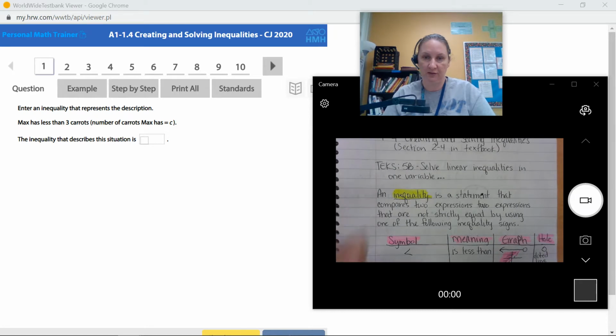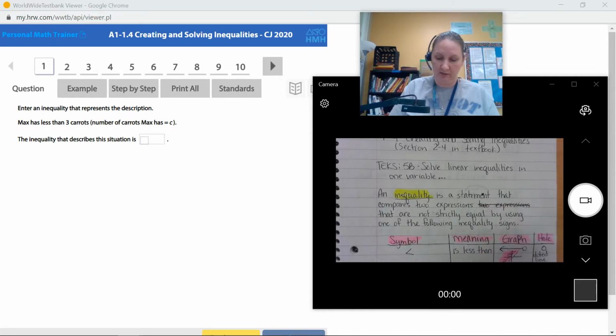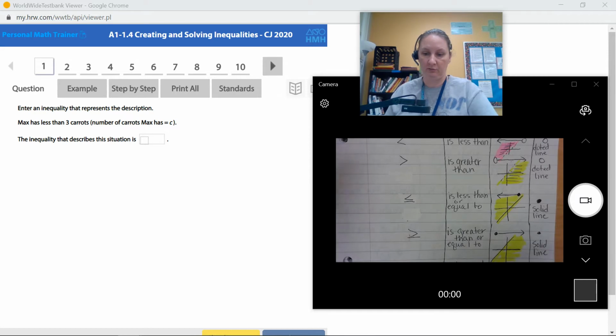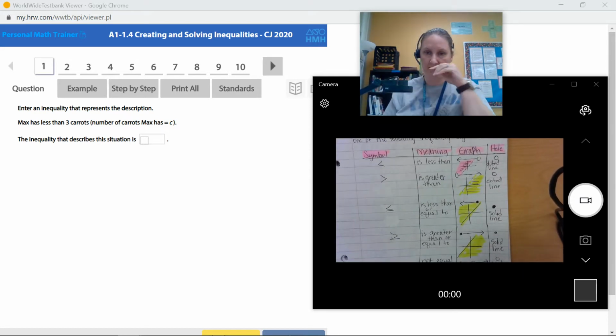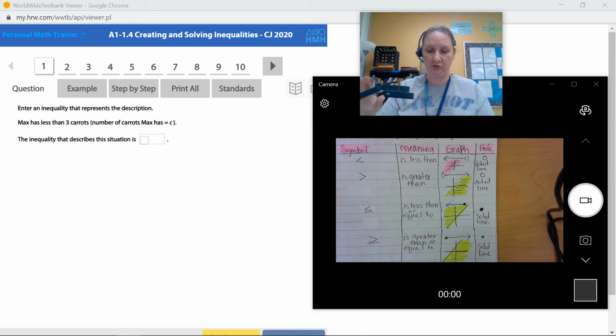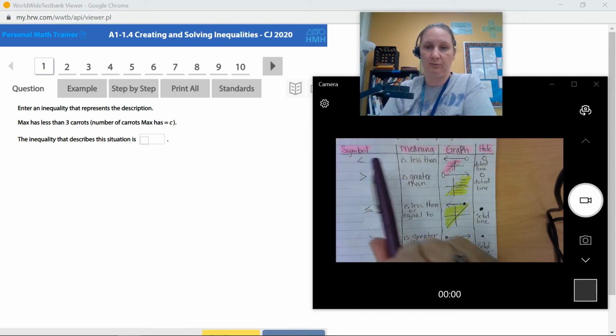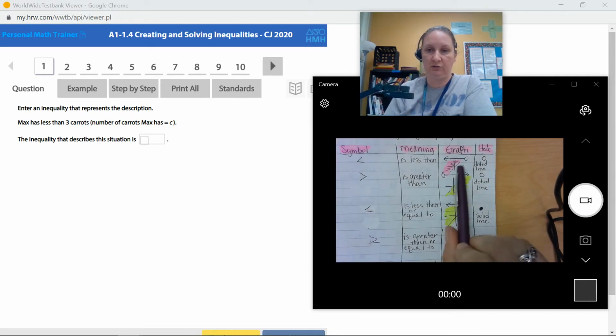First of all, the definition of an inequality is a statement that compares expressions that are not strictly equal by using one of the following inequality signs. So again, we're going to reiterate, and this is a great table for everybody that's having issues with inequalities because it shows you not just what the symbol is and the meaning, it also shows you what you should be drawing whenever you see that symbol.